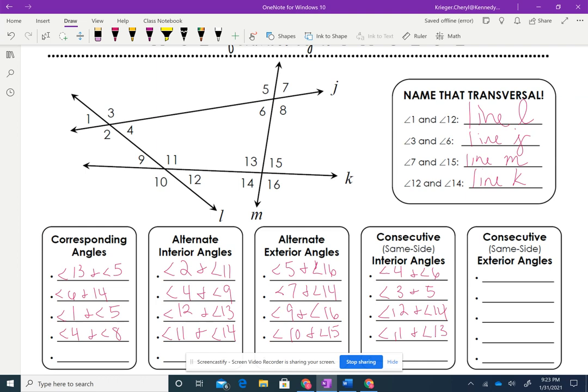Last but not least, consecutive exterior angles. I'll choose M as my transversal, and that makes my exterior up here and down here, right? So, same side exterior. If I chose angle 5, consecutive would be angle 14, right? Same side of the transversal. Angle 5 and angle 14. Angle 7 and angle 16.